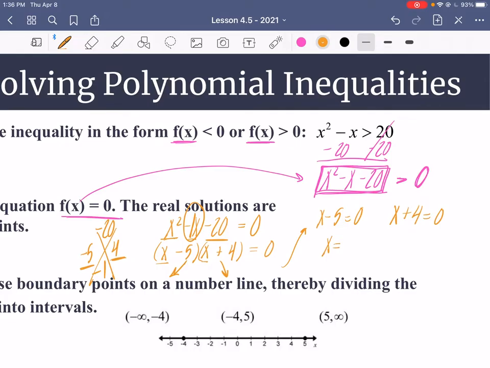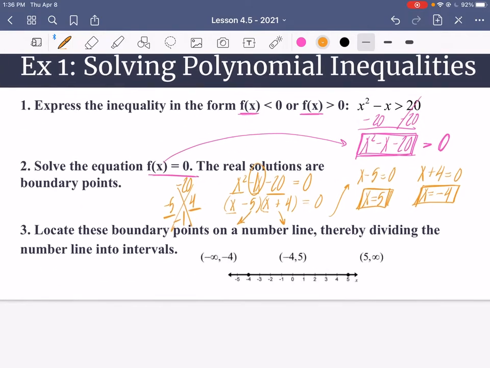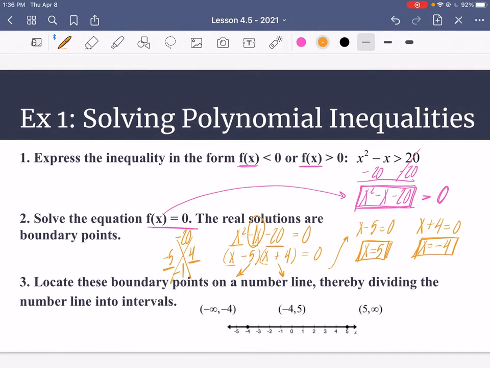So here we'd add 5 and then here we would subtract 4. So we'd get x equals 5 and x equals -4. Okay, so we're not done. If this was an equal sign right here, then we'd be done. But it is an inequality symbol, and we need to know when is this inequality greater than 0, not equal to 0. So what we just found here are the boundary points of our solution, okay?